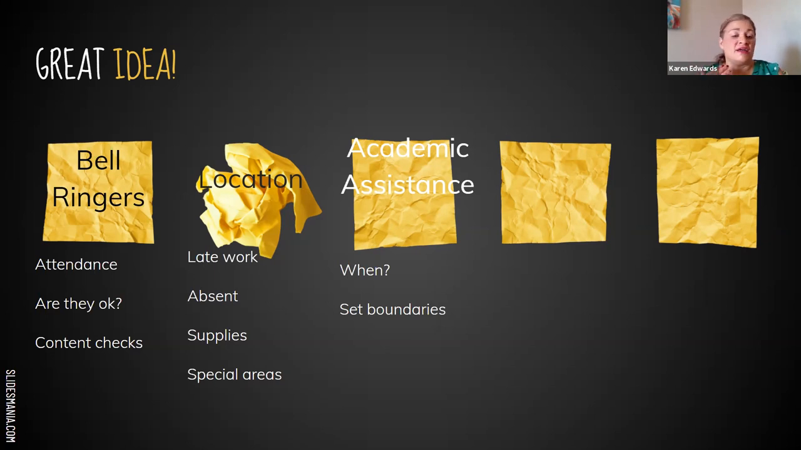They know where to find supplies. They know where the colored pencils are. They know where the scissors are. Tape, glue sticks, stapler, rulers, note cards, anything that's what I call a normal classroom supply, they know where to find it. And then there are the special areas. Okay, where are the gloves? We do phlebotomy, so where can we go to practice those skills?